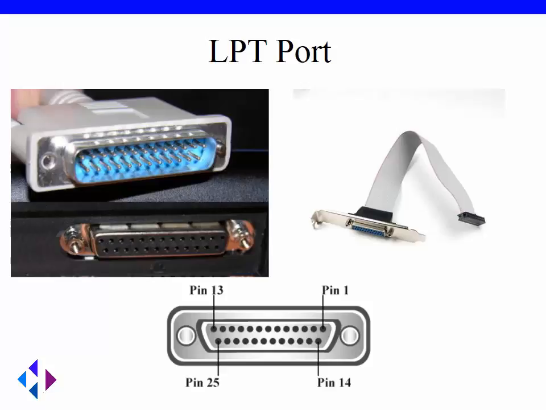There are 25 lines, and you still see these printers today. They're mainly used in dot matrix printers, which are impact printers that you need to use when you're using carbon paper for sales receipts or items like that.